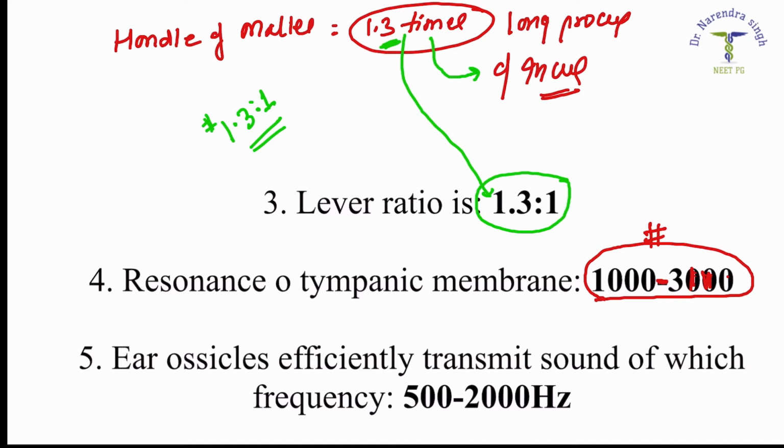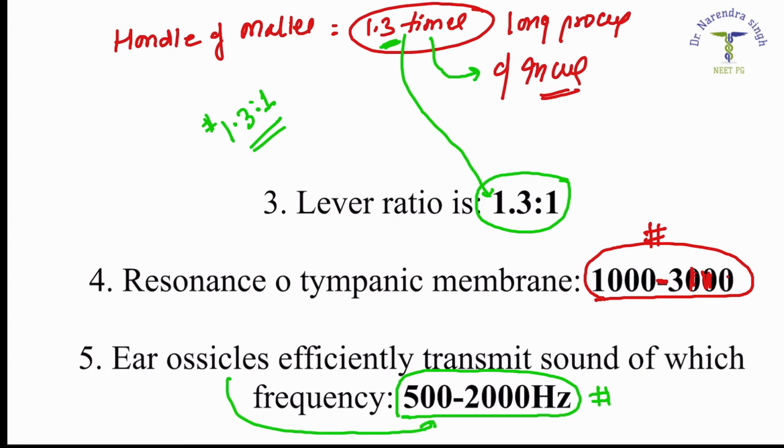Question number 5. Ear ossicles efficiently transfer sound of which frequency? That is, the ear ossicles can efficiently transfer sound of 500 to 2000 Hz. This is also a direct question. We have to learn it. That is, ear ossicles: 500 to 2000 Hz.